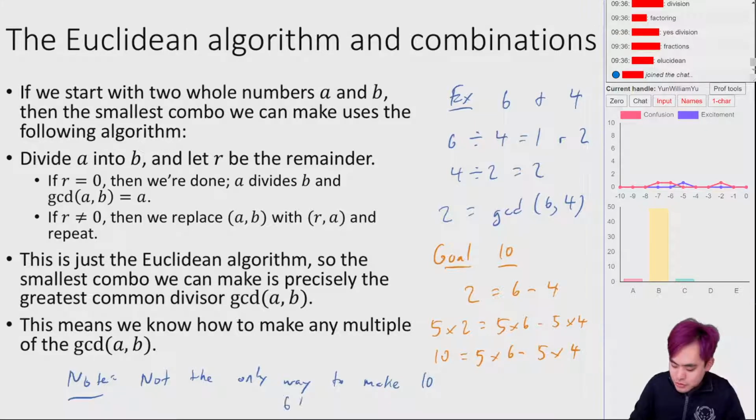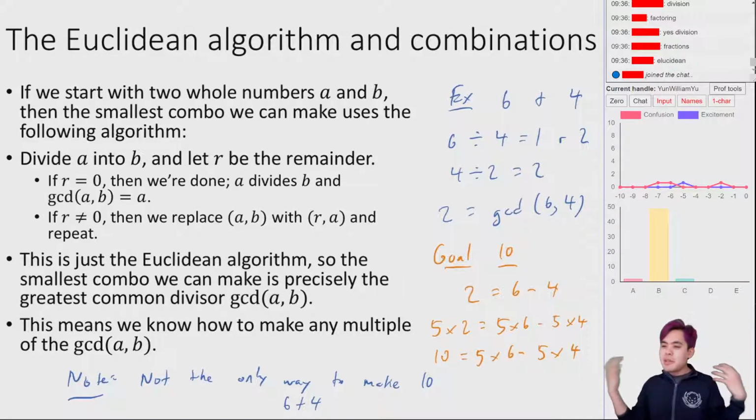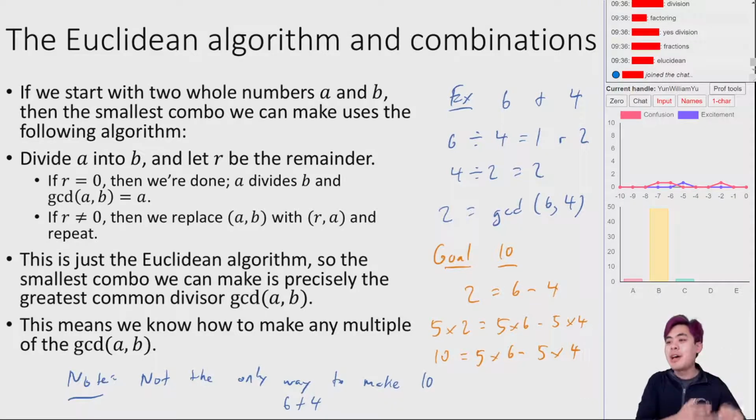Because, of course, you could also do just 6 plus 4. If you're clever, you can look at this and be like, well, 6 plus 4 is 10, and then you're done. But even if you're not very clever, you can still use the Euclidean algorithm to figure out how to make 2. And then once you know how to make 2, you just make 2 5 times, and it gives you 10.